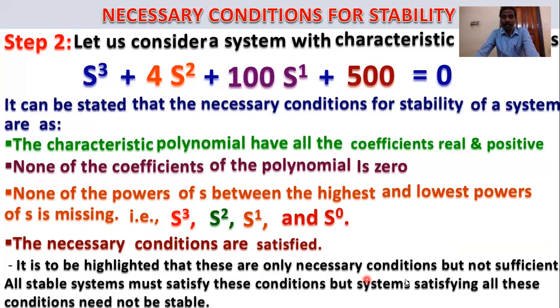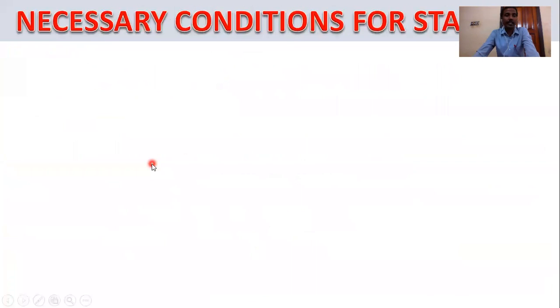It is to be highlighted that these are only necessary condition but not sufficient. All stable system must satisfy this condition. For a stable system, these three conditions are satisfied actually. But system satisfying all these conditions need not be stable. So next step, necessary condition.